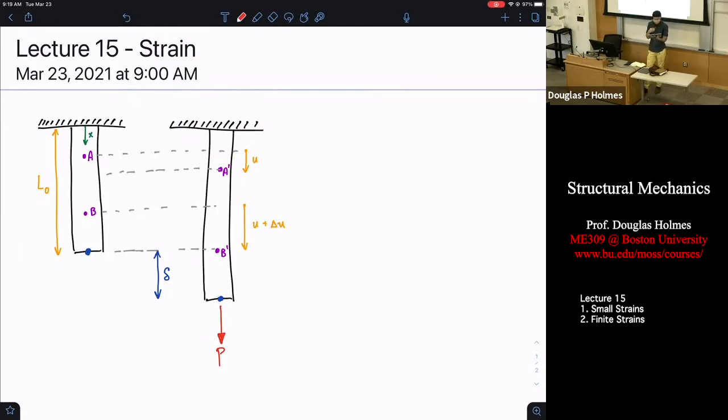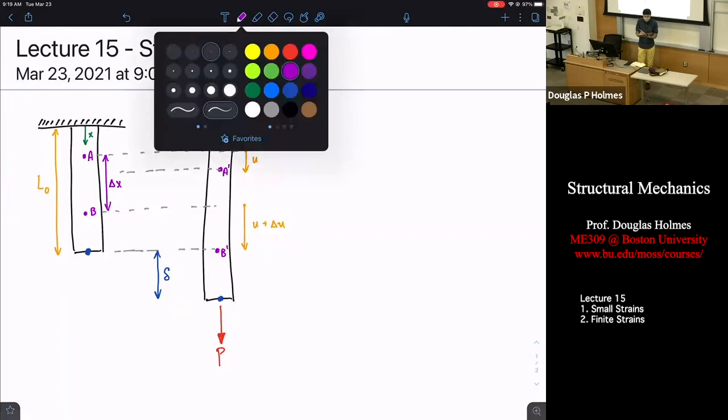Oh, I forgot to denote something here. So let's call the distance between A and B delta x. So the difference between our 2 points is an amount delta x. The new point A is going to displace some amount. The point B is going to displace some amount, but it's also going to displace the amount that A displaced. So it's going to be whatever A displaced plus its own displacement.